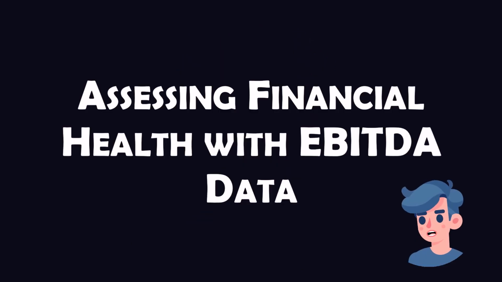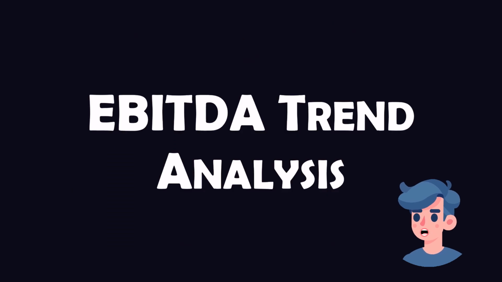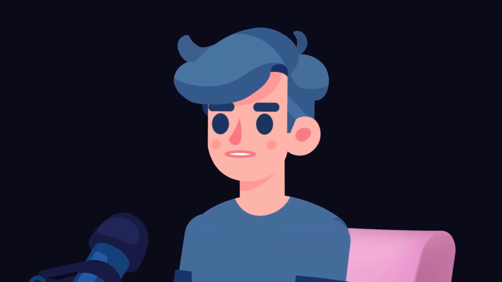Consider another example with data. Suppose you're evaluating the financial health of a company. Here's a line graph representing the company's EBITDA, earnings before interest, taxes, depreciation, and amortization, over the past 5 years. By analyzing the EBITDA trend, we can see that the company experienced growth until 2020 but faced a decline in 2021 and 2022. Such trends are critical in setting realistic and enforceable covenants.